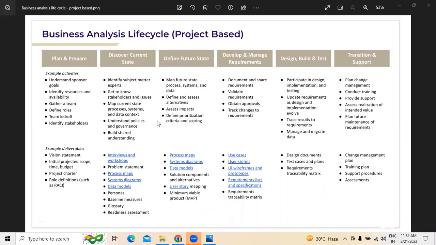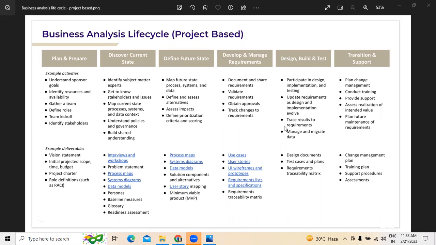Today I'm going to explain the business analysis life cycle, because business analyst is a role which is prominently used in application development when we are working on the requirements of the customer. So the life cycle, what is that I'm going to explain today?